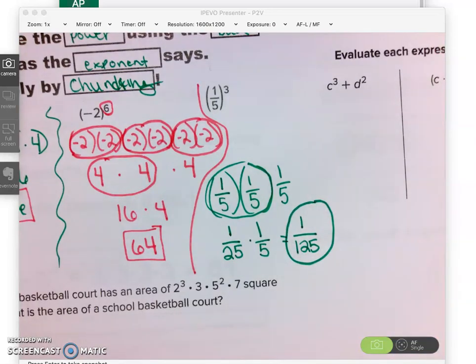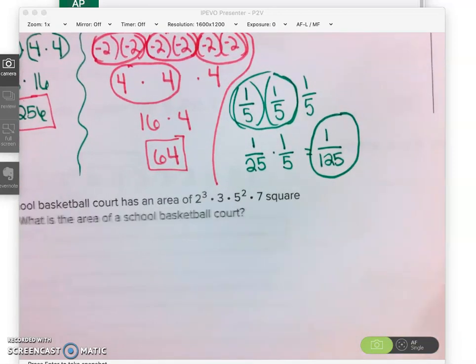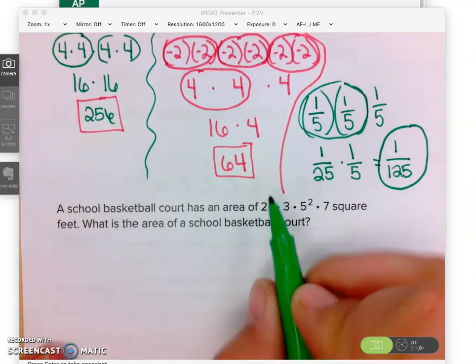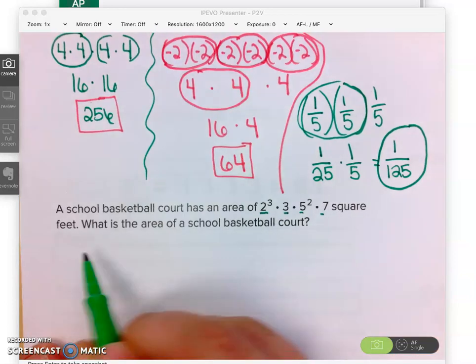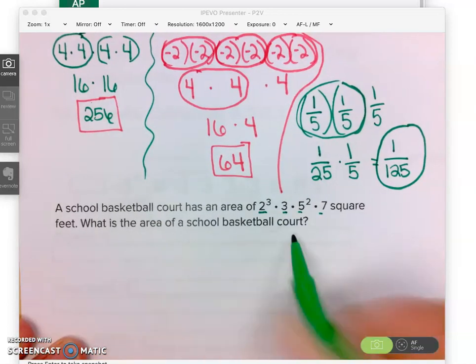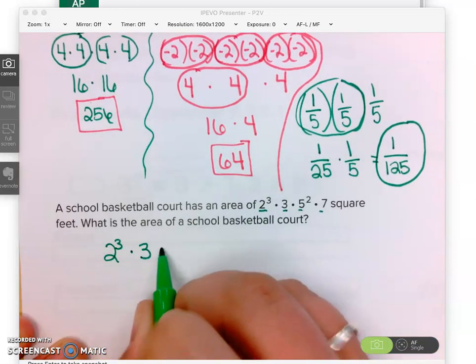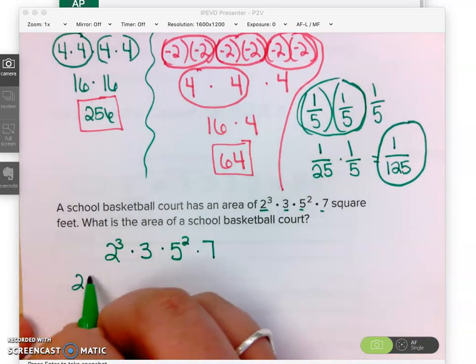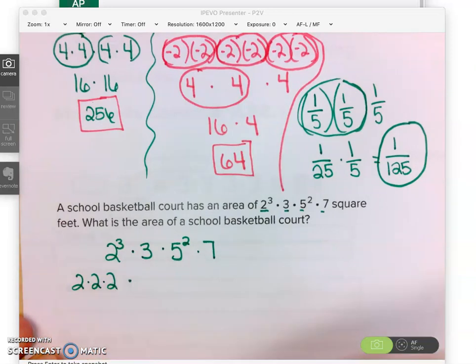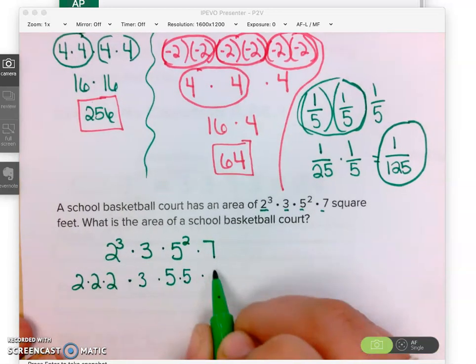There's my answer. Okay, so here, a school basketball court has an area of 2 to the third times 3 times 5 to the second times 7 square feet. What is the area of a school basketball court? So really I just need to figure out this answer. I'm going to rewrite it down here. And first I want to rewrite these out. So 2 times 2 times 2. Now a lot of people might know 2 to the third power right away is 8, but I'm just going to write it out because it might be easier.